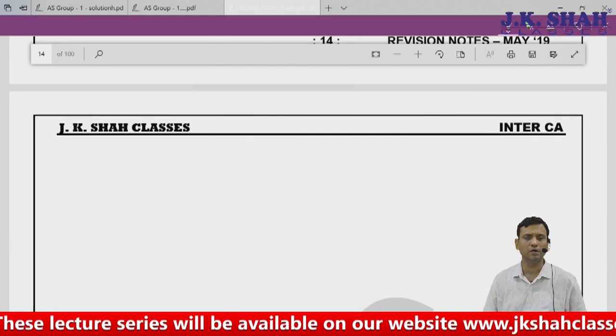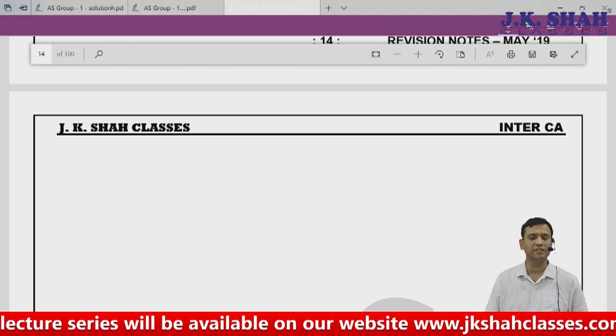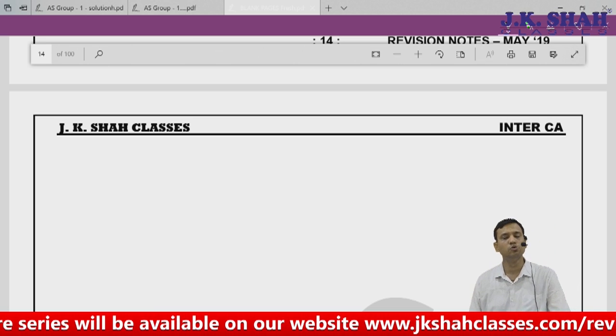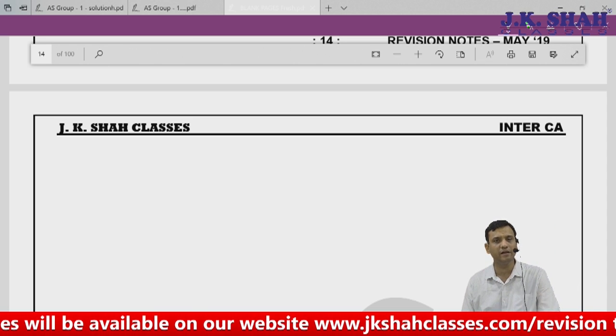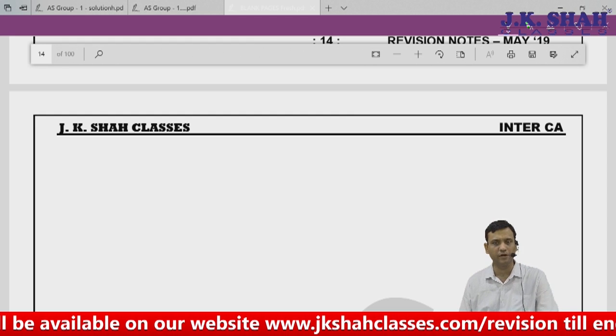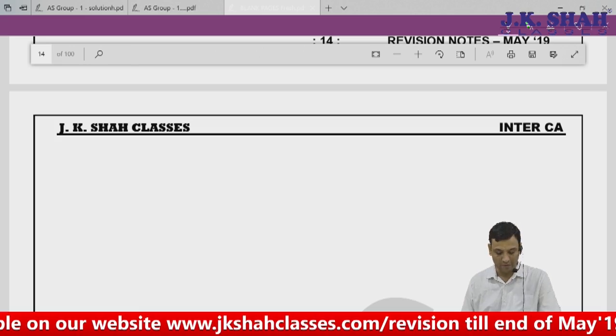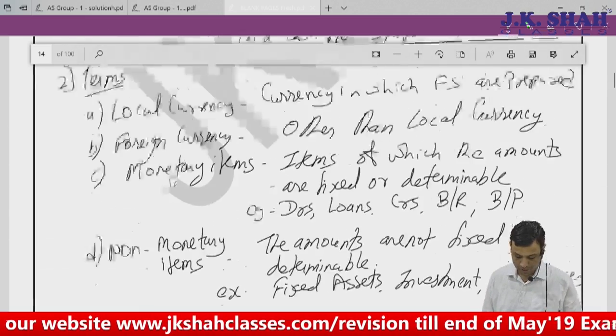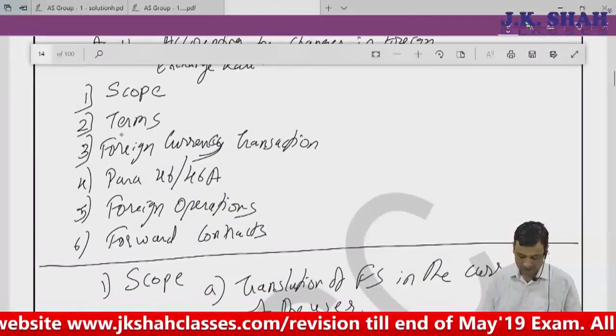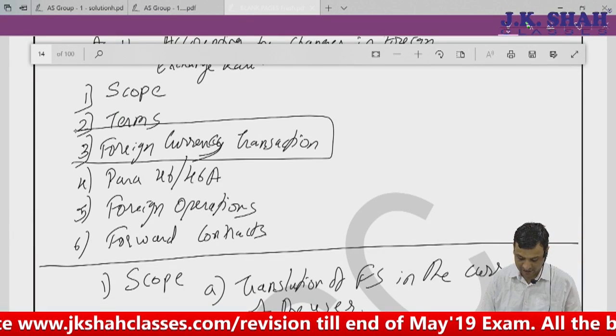Of course, there are a few more terms: opening rate, the exchange rate at the beginning of the year, closing rate, the exchange rate at the end of the year. Average rate is nothing but the average for a particular period. If it is yearly average, opening rate plus closing rate divided by 2, and so on. I'm not going in depth on that. I just come directly to foreign currency transactions.